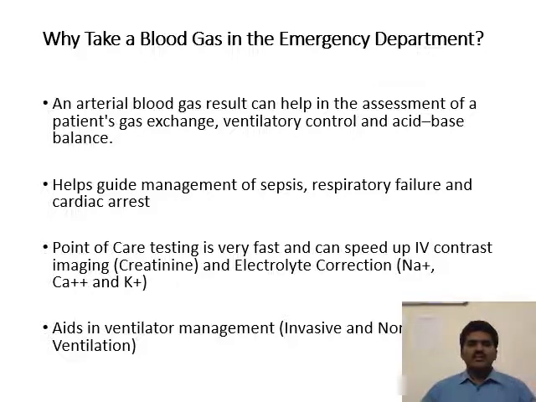Point of care testing is very fast and can speed up IV contrast imaging by letting you know the creatinine early, and it also tells you about electrolyte imbalances and allows you to correct the electrolytes early. It also aids in ventilator management by giving you repeated values of carbon dioxide. You can use ABG when you are following either invasive ventilation or non-invasive ventilation.